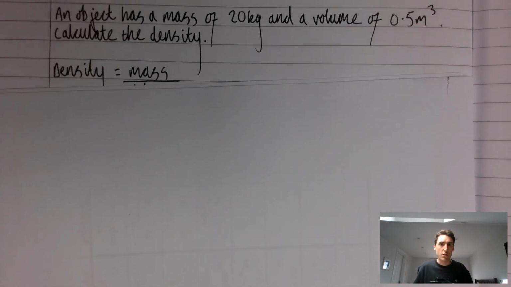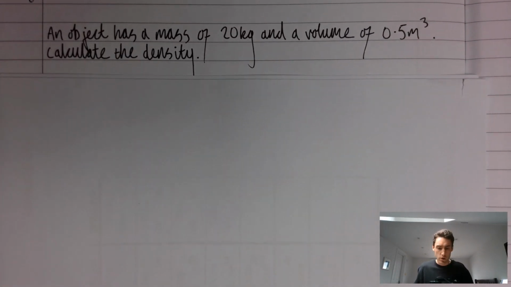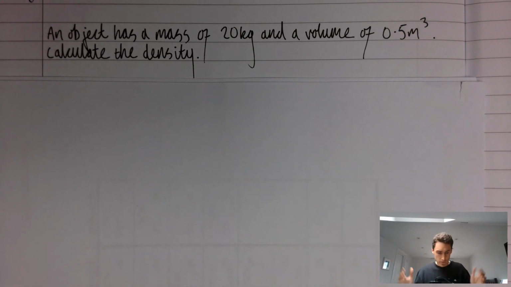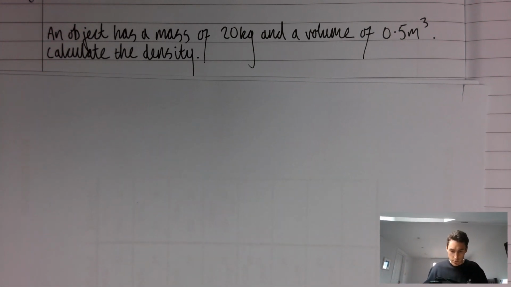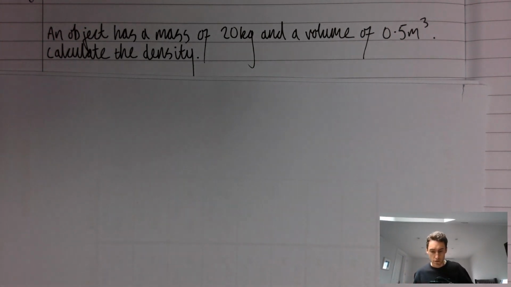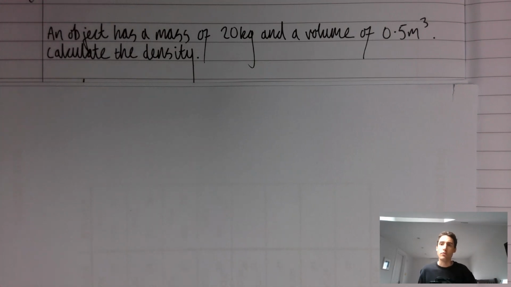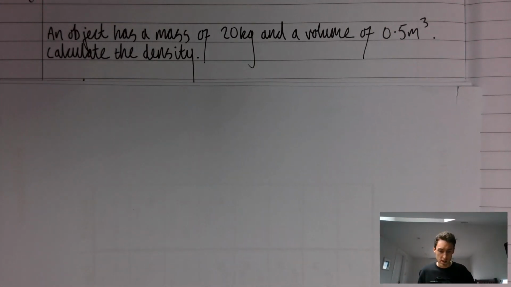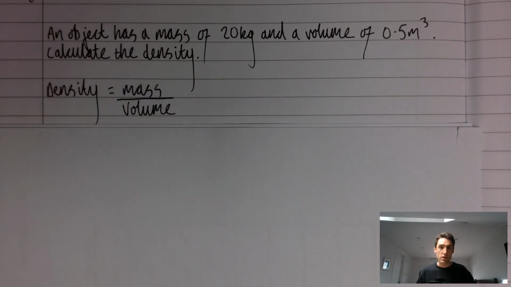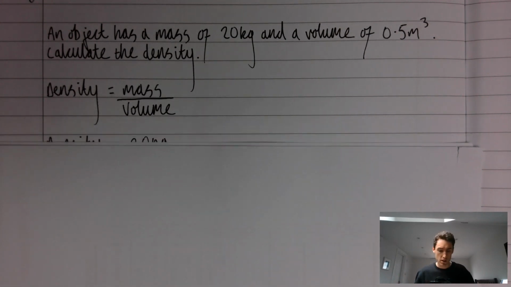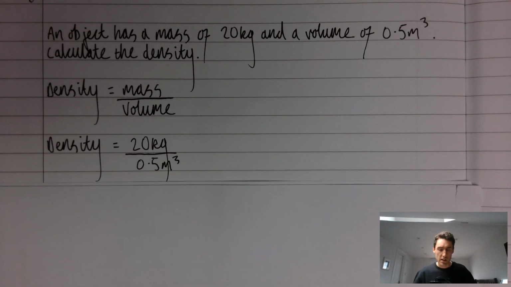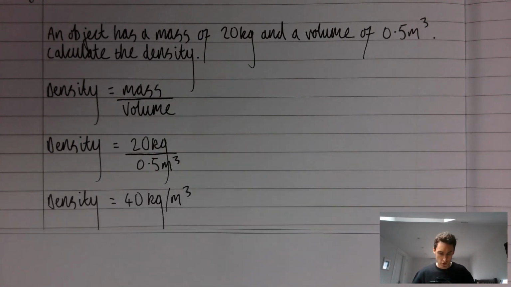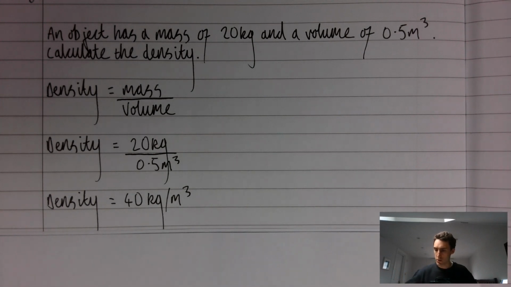What I want to show you today is how I think we should teach it at Key Stage 3 and why that is. So what I often see is this. Examples like this. An object has a mass of 20 kilograms and a volume of 0.5 meters cubed. Calculate the density. So we show students this equation. We say, well, okay, density is mass over volume. Depends on these two things. Density is 20 kilograms over 0.5 meters cubed. Therefore, the density equals 40 kilograms per meter cubed.